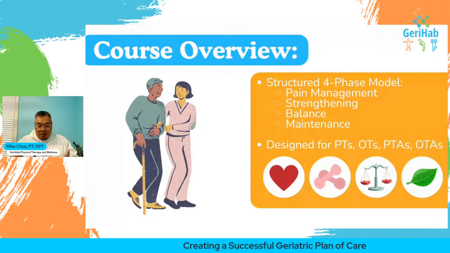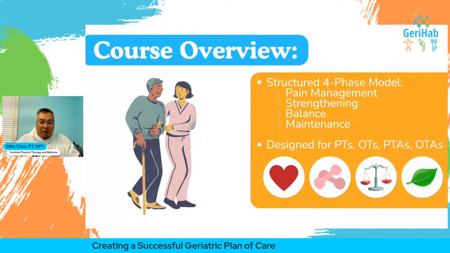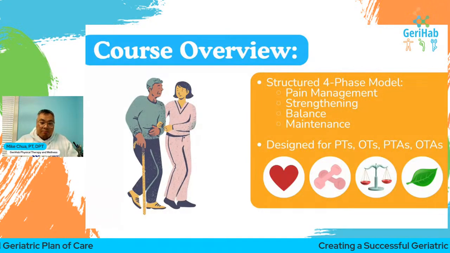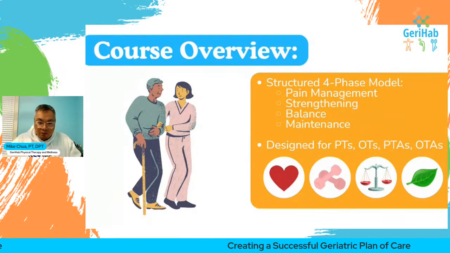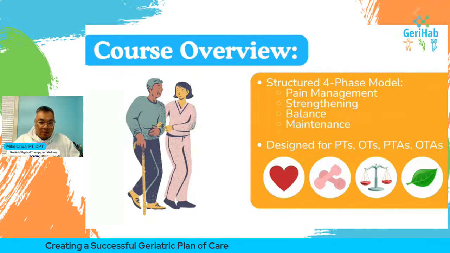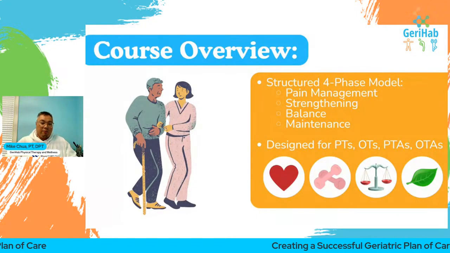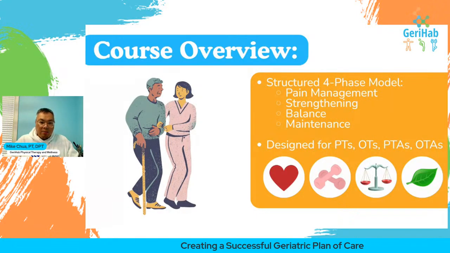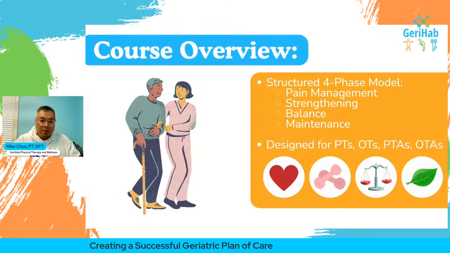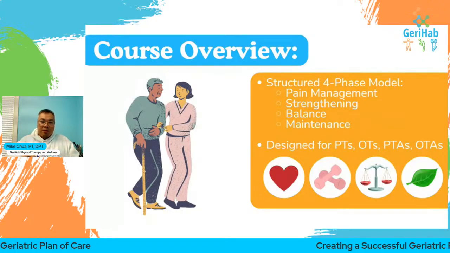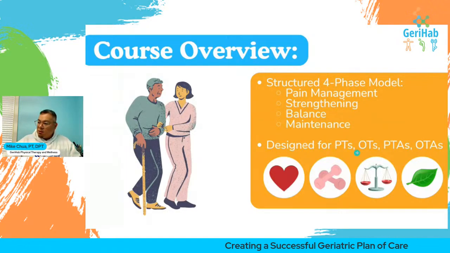We can't just say we're seeing the patient X amount of visits and then be unable to justify that. So we created the structured four-phase model. First is the pain management phase. Second is the strengthening phase, third is the balance phase, and of course, fourth is the maintenance program phase. You can combine the pain management, strengthening, and balance phases, and then discharge that case and create a maintenance program. This is obviously for PTs, OTs, PTAs, and OTAs.